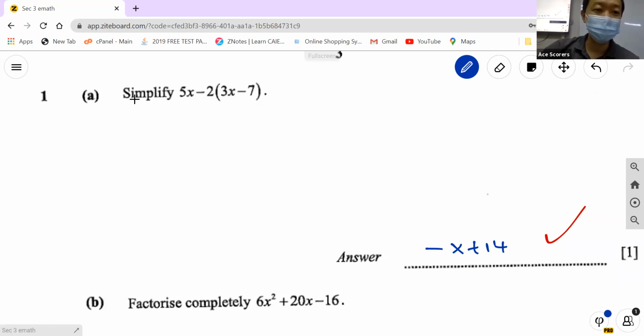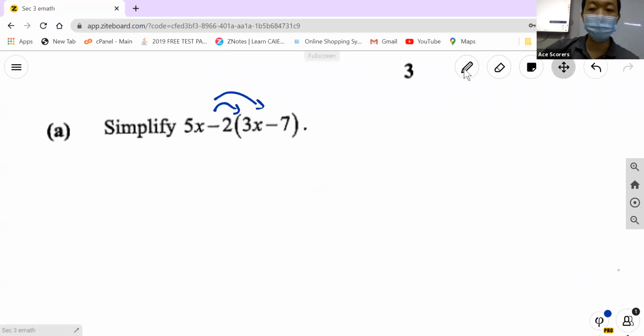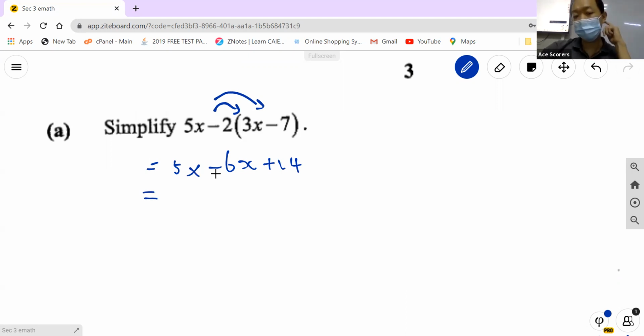So anyway, this is to simplify 5x minus 2. Now what we do is we rainbow in the -2. Okay, let me make it bigger. We have to rainbow in the -2, so we'll get 5x, minus 2 times 3 becomes minus 6x. Minus 2 times minus 7 becomes plus 14. So 5x minus 6x becomes negative x plus 14. That's it. That's the final answer.